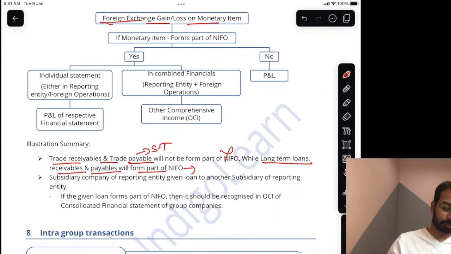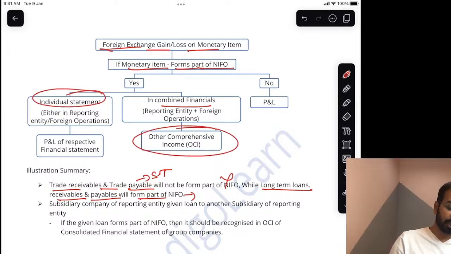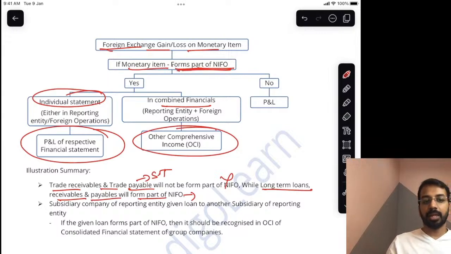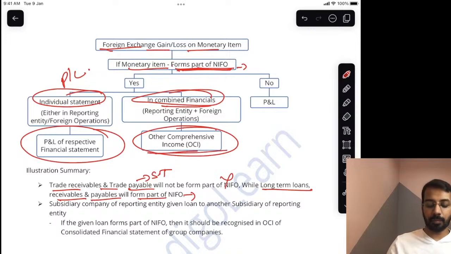Now, if the monetary item forms part of NIFO, that is net investment in foreign operation, then what happens? In that case, you will report it in the consolidated financial statement as other comprehensive income. In the individual statement, you will report it to P&L. Please understand, if there is a monetary item which forms part of NIFO, in the individual financial statement you will always show this monetary item gain or loss in P&L. Whereas in the consolidated financial statement, you will take the difference to other comprehensive income. If the monetary item is not part of NIFO, then anyways you take it to P&L.